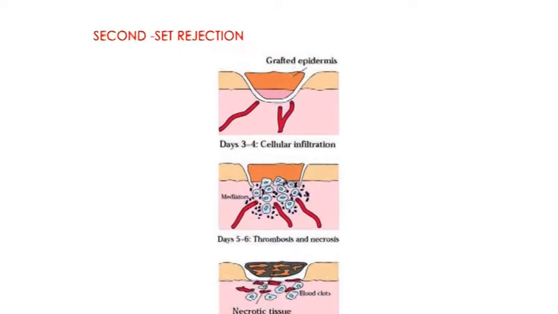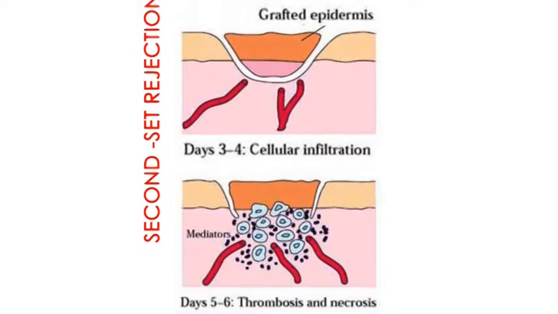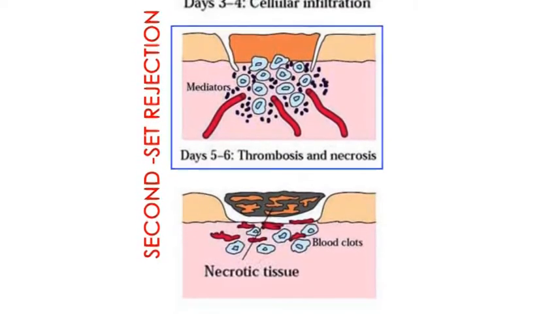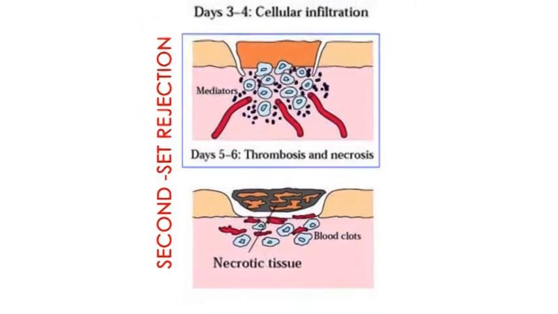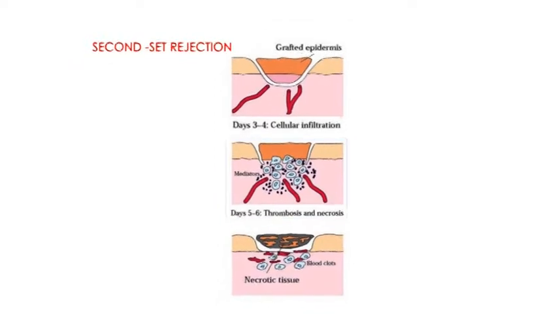If a second graft is transferred to the same host, a heightened immune response completely rejects the graft within 5 to 6 days. This is called second set rejection, and this quick immune response is attributed to the immunologic memory.